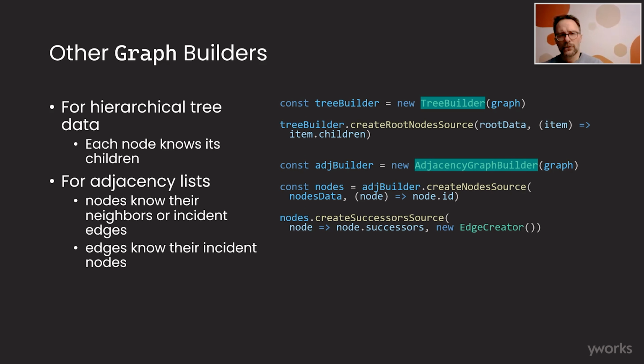There's other graph builders. I won't go into too much detail. There's the one that works with trees. Specifically, if each node knows its children, then there's a simpler version, the Tree Builder. And there's also a more complex one that works with more complex structures where, for example, nodes know their incident edges and edges know their incident nodes. And the Graph Builder, you can configure it that way to also quickly create graphs from this information.